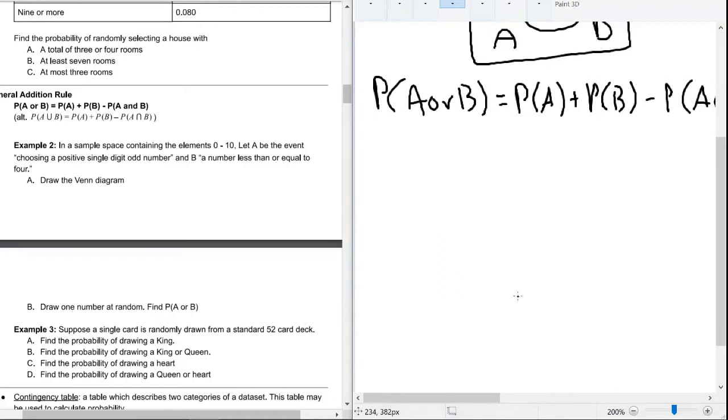Let's look at example 2. Example 2 says, in a sample space containing elements 0 through 10, let A be the event choosing a positive single-digit odd number. Let event B be a number less than or equal to 4. We'll draw a Venn diagram, and we'll draw one number at random and find the probability of A or B occurring. So let's first define the sample space. The sample space is going to be 0 through 10.